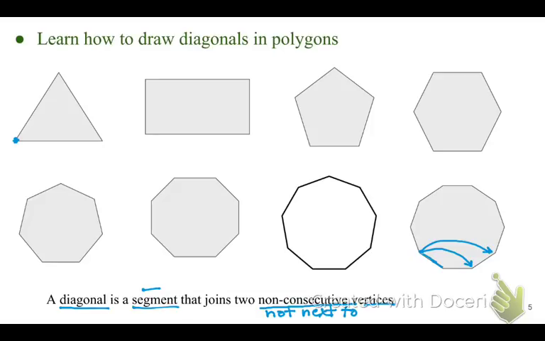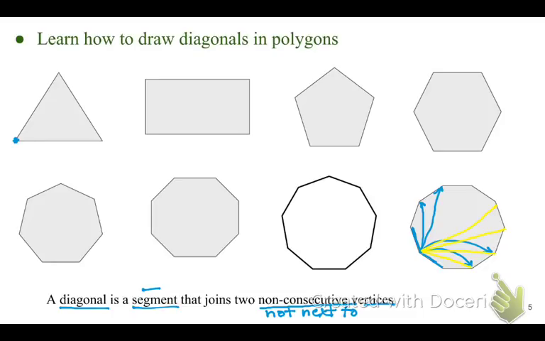Okay, this vertex is not next to it. This one is not next to it. This one is, so you can't draw a diagonal to it because the diagonal would just be the side, but this one is not consecutive and this is not consecutive. And it turns out you can draw diagonals between those non-consecutive vertices. Okay, and that's what we're going to do.